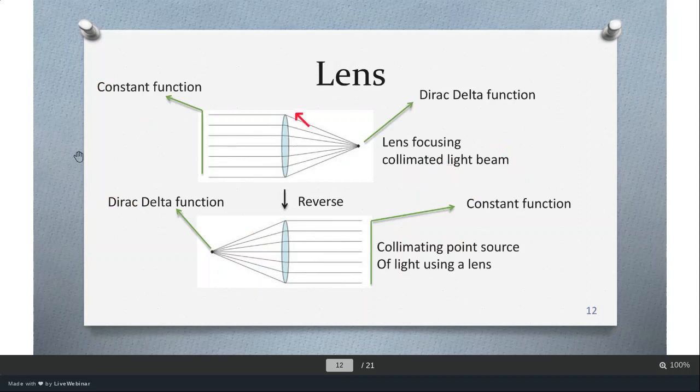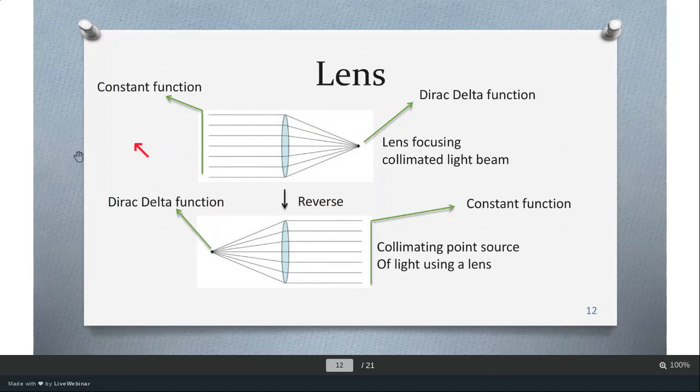This is a simple lens, and as you can see, if you have collimated light rays, it can focus these light rays. And when you have a point source, if you shine the point source onto the lens, with the distance between the point source and the lens equal to the focal length, then it can convert it to collimated rays. This is what they learn in maybe 11th or 12th school level physics.